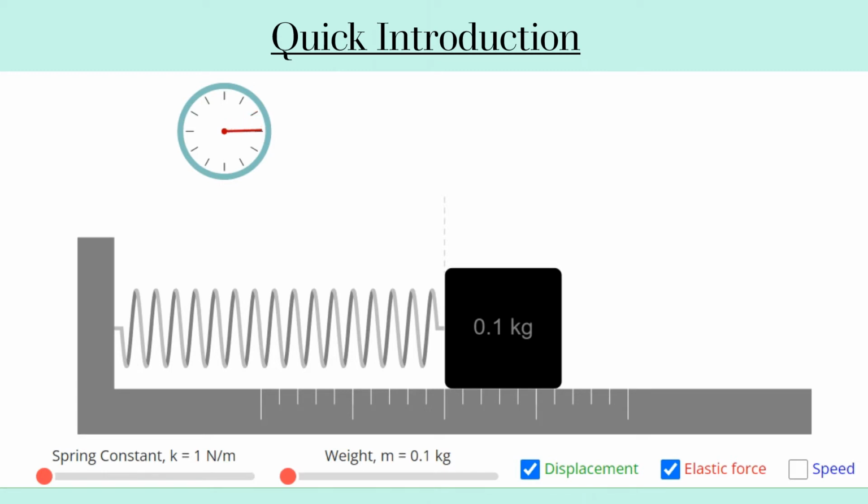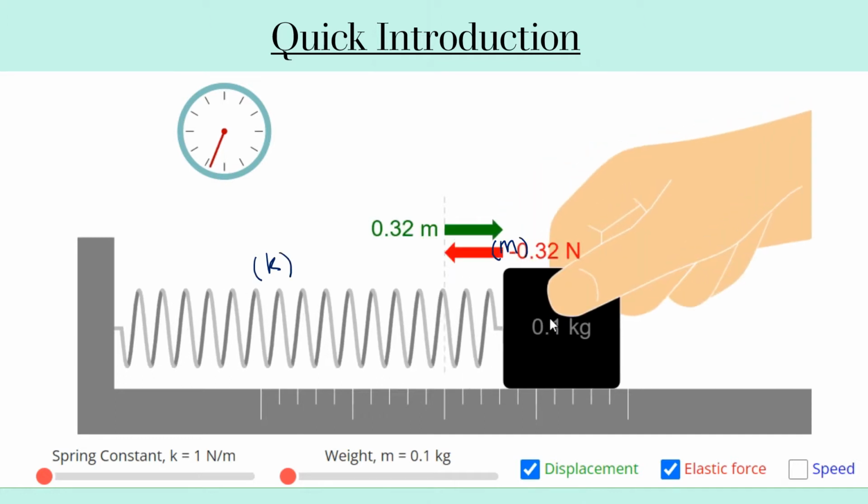Over here, we have what's known as the horizontal elastic pendulum, consisting of a spring of stiffness constant K and attached to it a block of mass M. Here we've chosen M to be 0.1 kilogram and K to be 1. These are just values that we've chosen to produce this simulation.